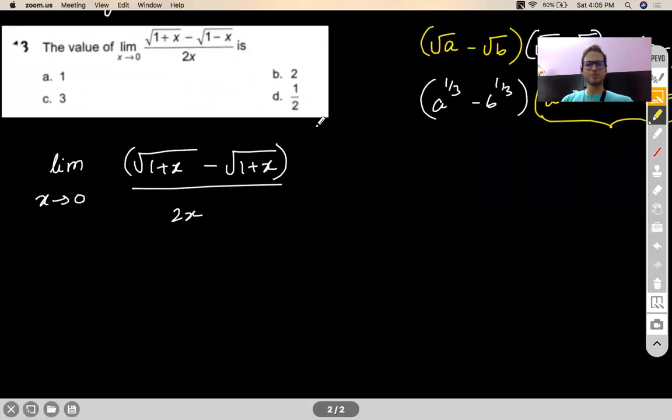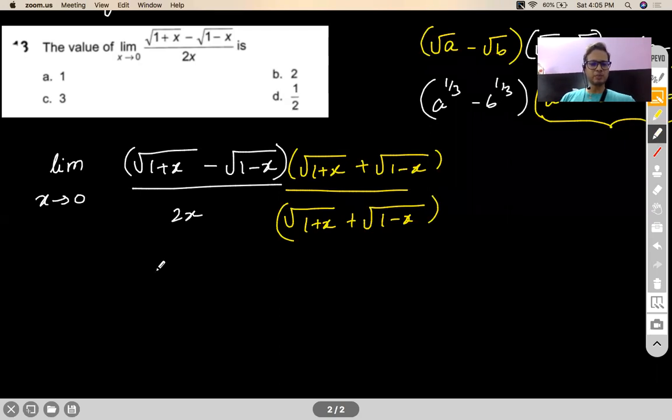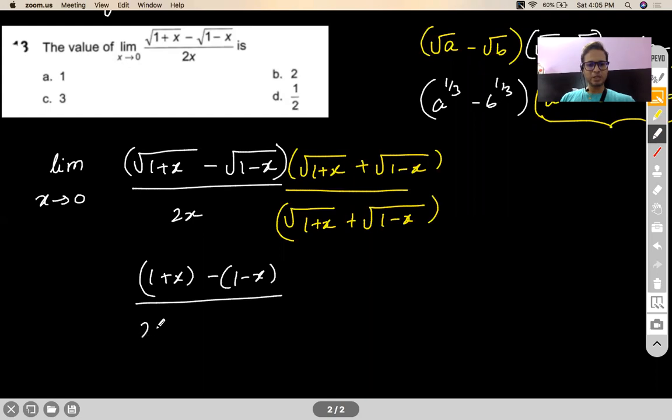Here, of course, as I already discussed with you, you have to change the sign in between by multiplying and dividing with, I think I copied it slightly wrong, minus. Just multiply and divide with this term. So the numerator would become 1 plus x minus 1 minus x, over 2x times under root of 1 plus x plus under root of 1 minus x.